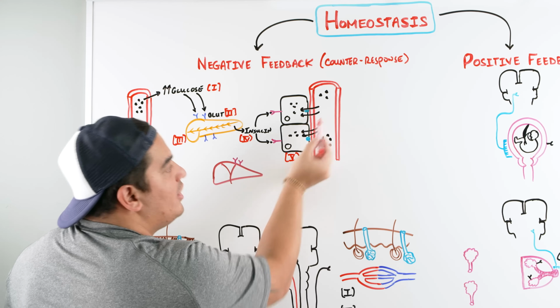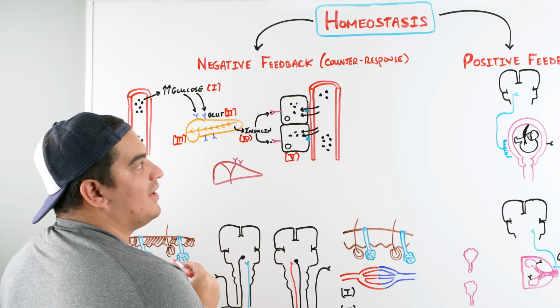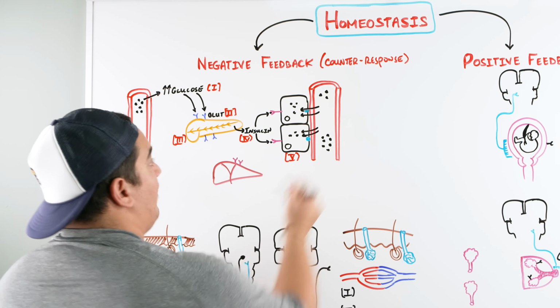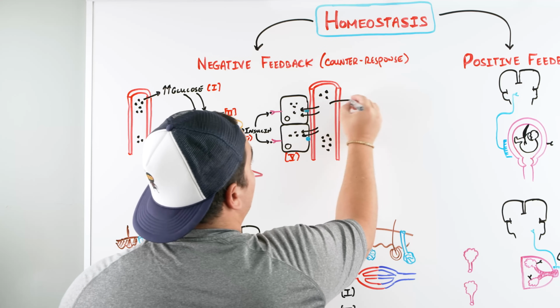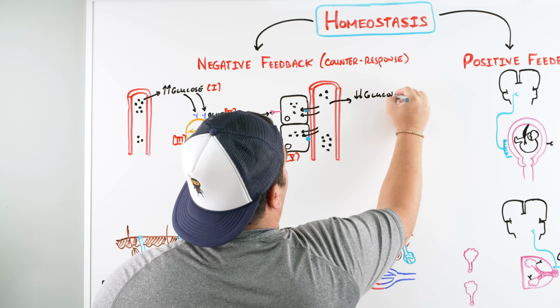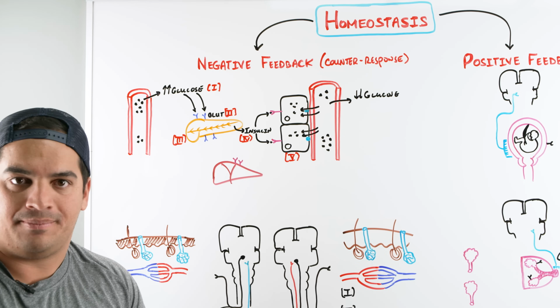And what is that response? To shuttle glucose into these cells. And what's the overall effect out of all of this? The overall effect is if I pull glucose out of the blood into the cells, I'm going to lower my blood glucose levels. And that's a homeostatic mechanism.